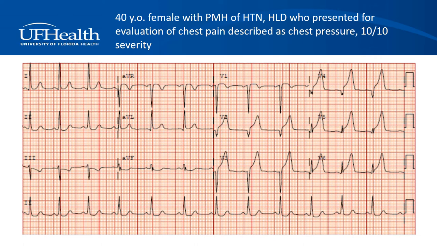This EKG shows ST elevation in the precordial leads V1 to V5, with ST depression in the inferior leads. This patient was STEMI alerted and taken to the cath lab. A left heart cath showed a high degree stenosis of the mid-LAD, which was likely the culprit of her anterior STEMI.